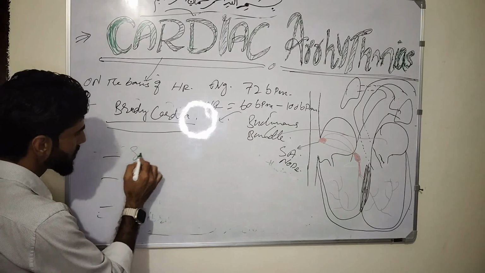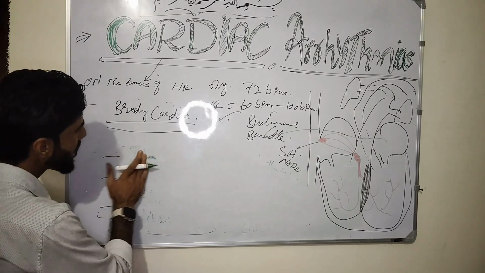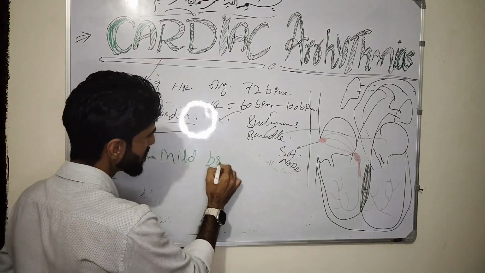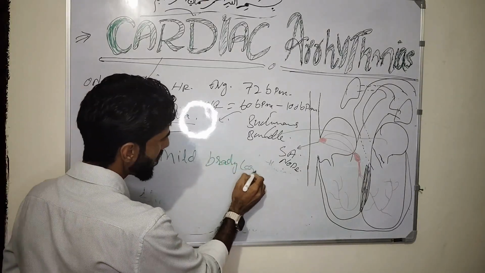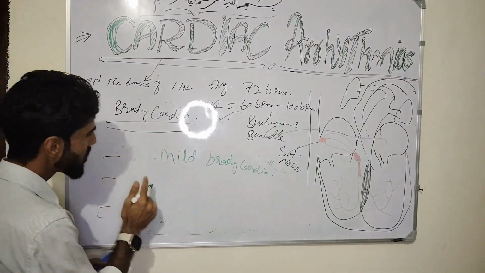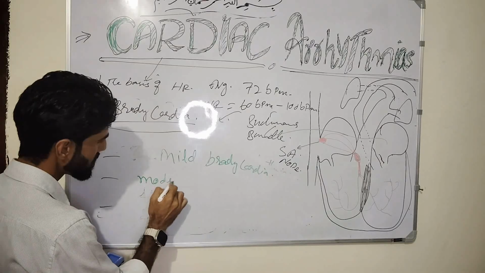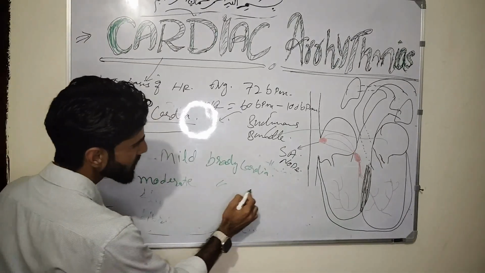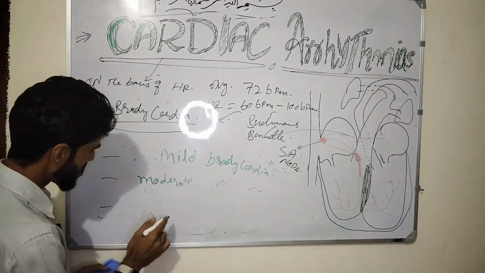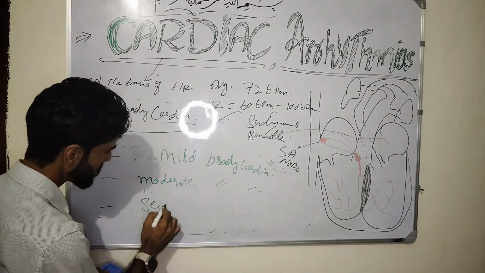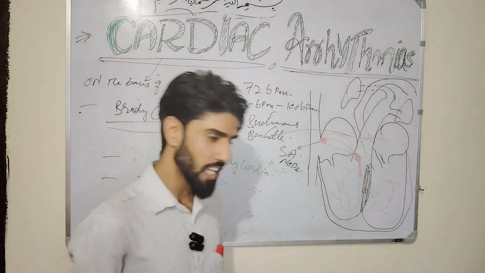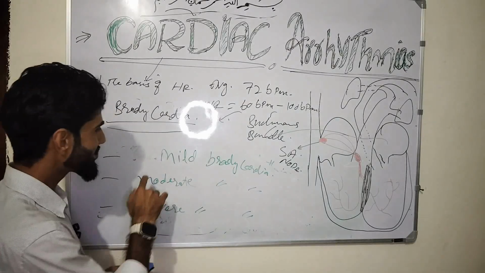The first one is mild bradycardia or bradyarrhythmia. The second condition is moderate bradycardia or bradyarrhythmia. And the third condition is severe bradycardia or bradyarrhythmia. So what are all these types?